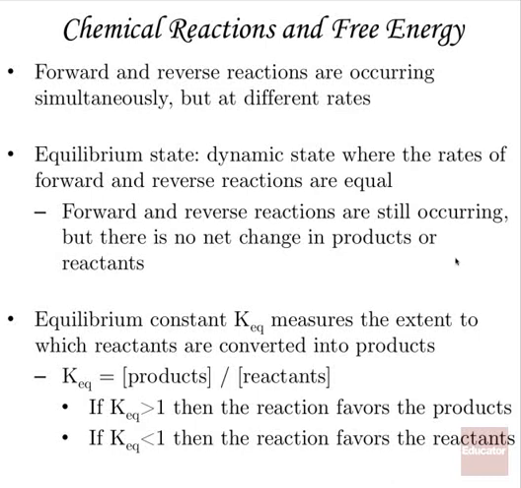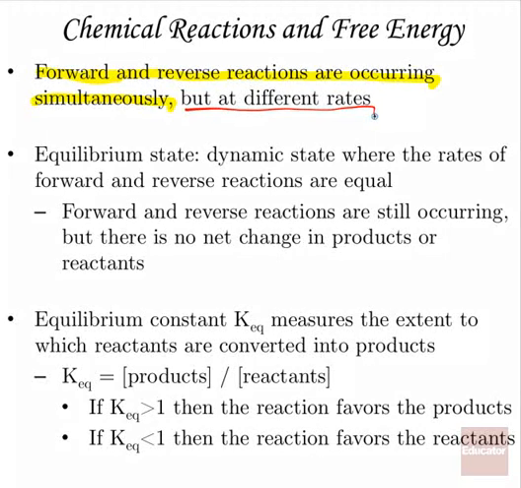Now, when we're talking about chemical reactions, it is extremely important to know that forward and reverse reactions are occurring simultaneously. So it's happening in both directions. Okay? But the speed of reaction in, say, the rightward direction versus the leftward direction differ. And that is what allows you to either make a bunch of products or stay with a bunch of reactants.